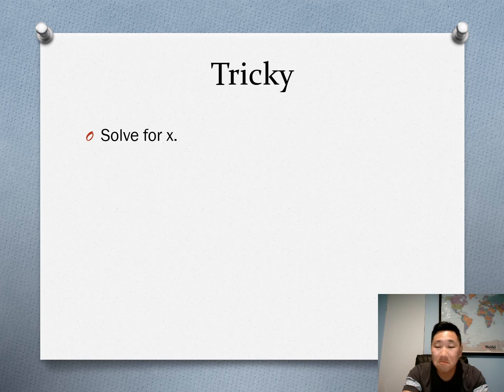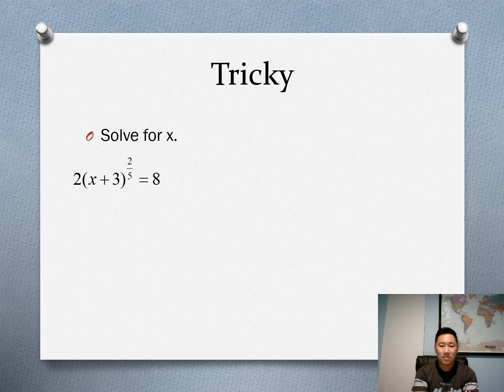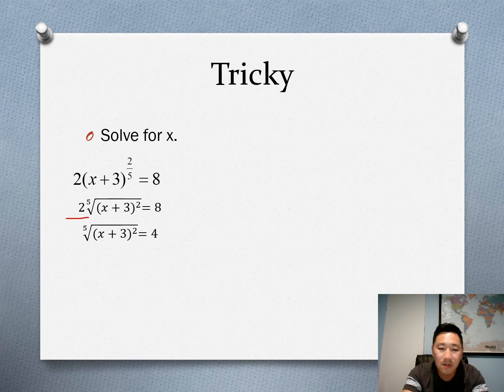This one says tricky, but it's not too tricky. This one just has, instead of having the root, they write it in exponential form, that 2 over 5. All right, so you should be able to change the 2 over 5 to make it look like a root. And then again, get rid of this 2 in the front by dividing both sides by 2.